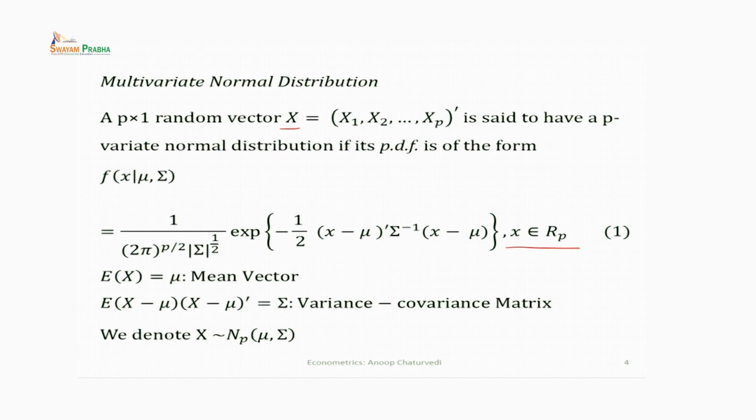Here you can easily verify that the expectation of x is equal to mu. So, mu gives you the mean vector of x, and expectation of (x minus mu)(x minus mu) transpose is equal to sigma. So, capital sigma gives you the variance covariance matrix of x, and we denote it by x follows N_p, the p-variate normal distribution with mean vector mu and variance covariance matrix sigma.